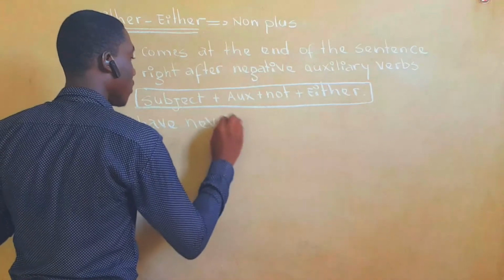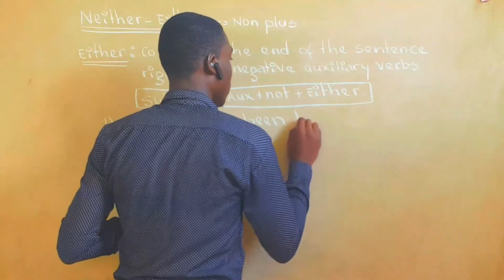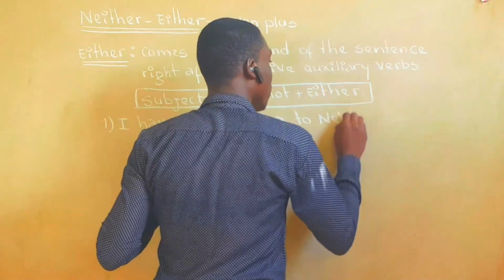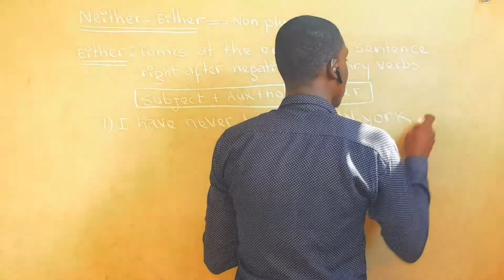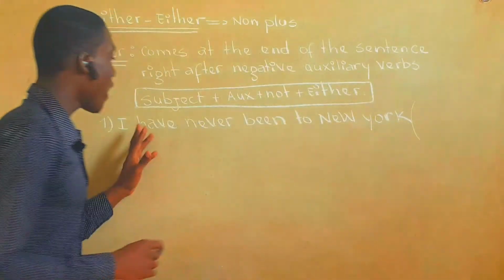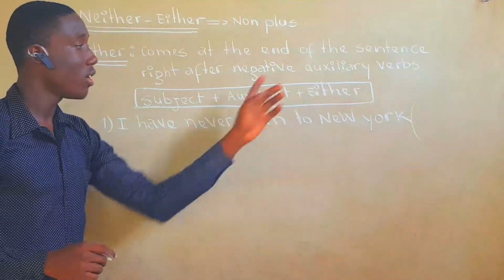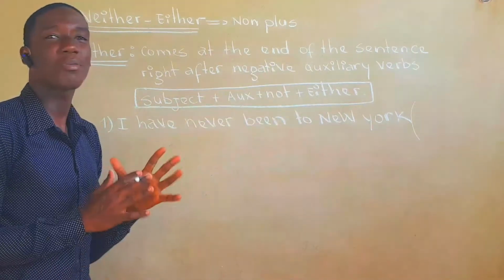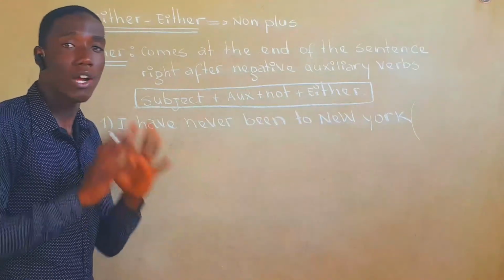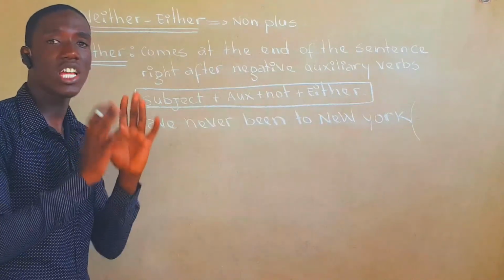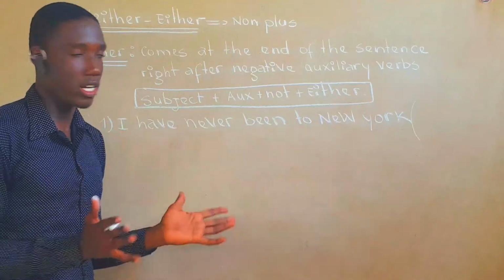I have never been to New York. I have never been to New York. You can say new, but me, I prefer to say new. I recommend you always say new. Don't say new, okay? I have never been to New York.